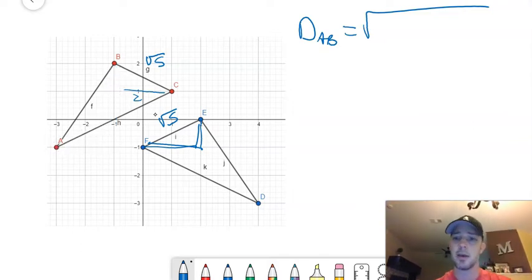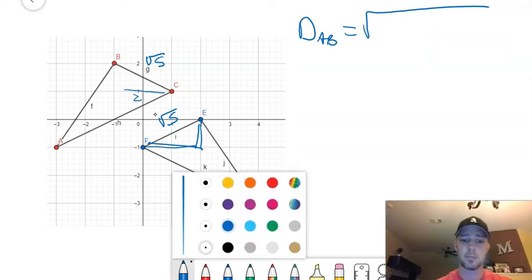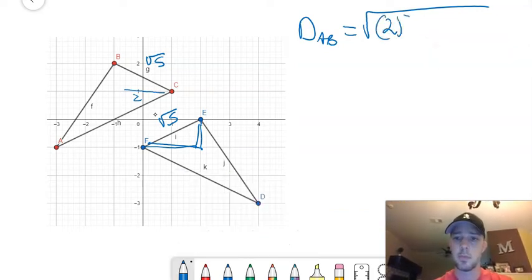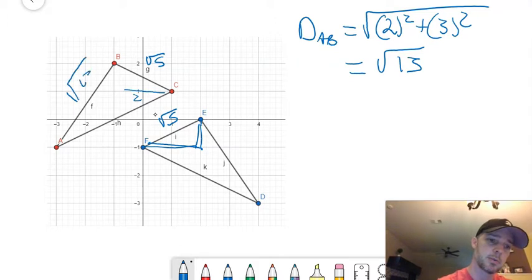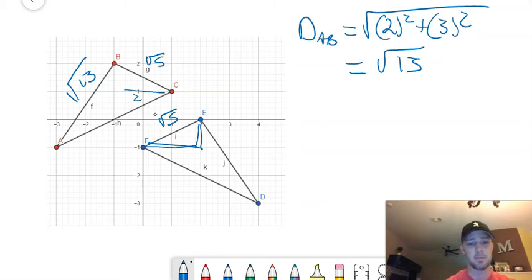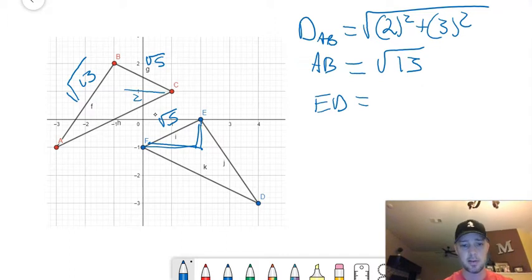I'm not going to write it on there. So 2 squared plus 3 squared, so 4 plus 9 will be 13. So square root of 13 for this one. And this piece over here is going to have the same two side lengths. I'm looking at ED right now. From E to D, a side length of 2, a side length of 3. So it's literally going to be the same equation. I'll get square root of 13 as well.